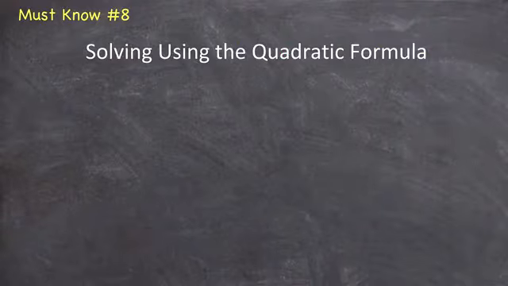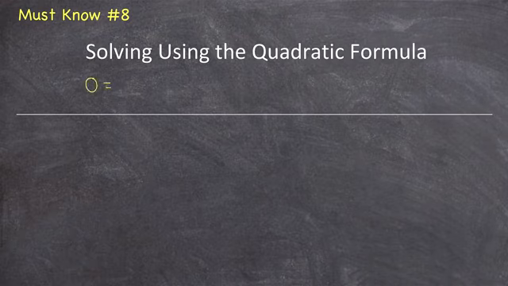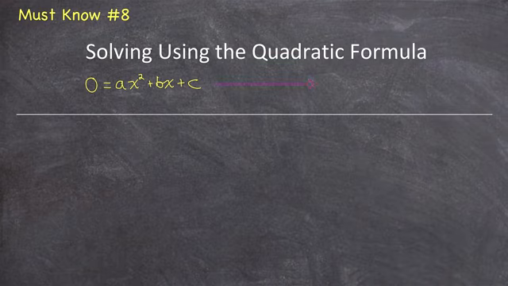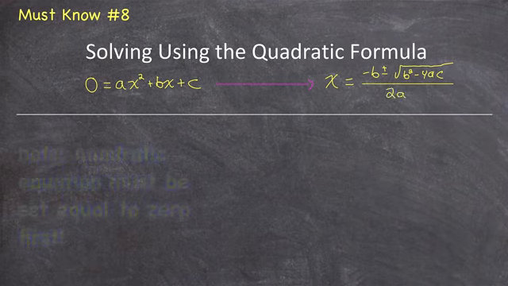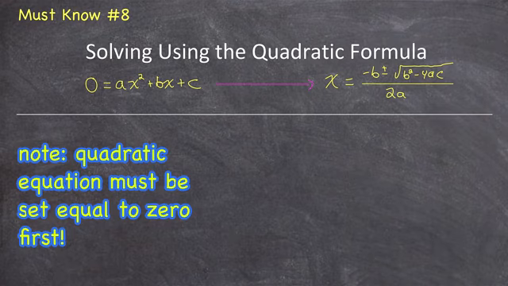Must know number 8, solving using the quadratic formula. Now, if we had just a general standard form quadratic, and if you applied the method of solving by completing the square to that general quadratic, it would end up rearranging to be x equals negative b plus or minus the square root of b squared minus 4 times a times c all over 2 times a. That's the quadratic formula, and it can find you the solutions to any quadratic equation.